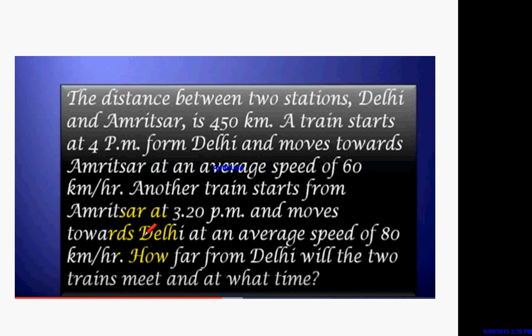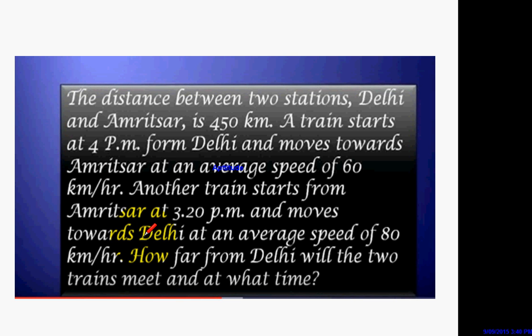And the last problem is: the distance between two stations, Delhi and Amritsar, is 450 km. A train starts at 4 p.m. from Delhi and moves towards Amritsar at an average speed of 60 km per hour. Another train starts from Amritsar at 3:20 p.m. and moves towards Delhi at an average speed of 80 km per hour. How far from Delhi will the two trains meet and at what time?